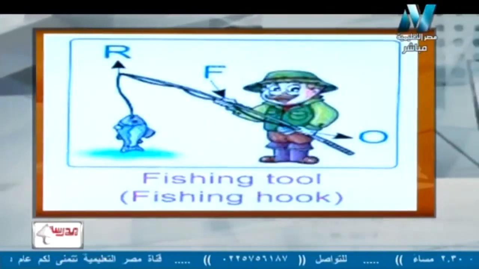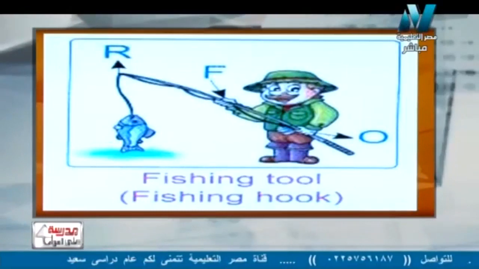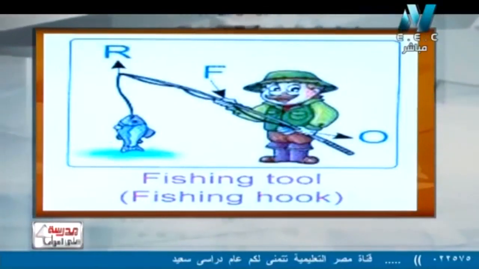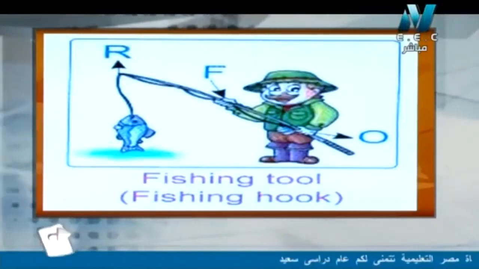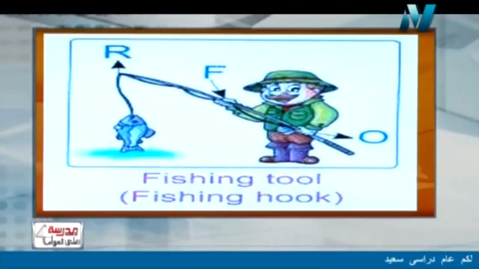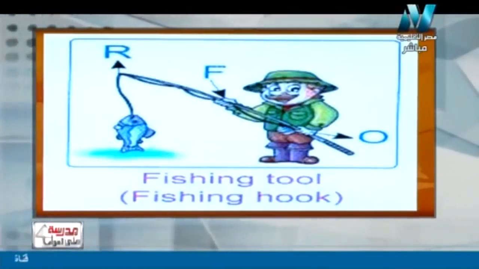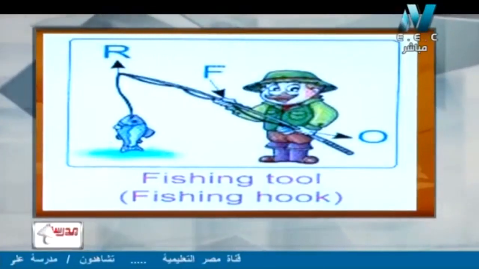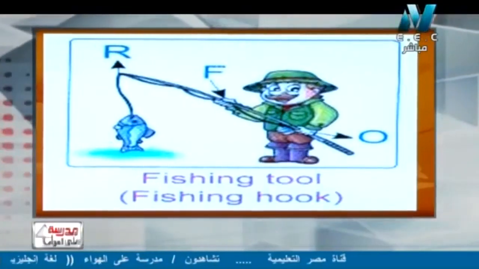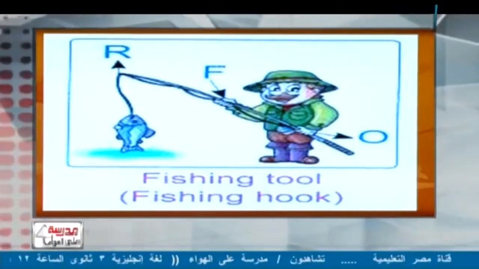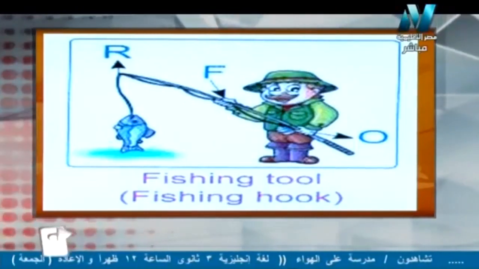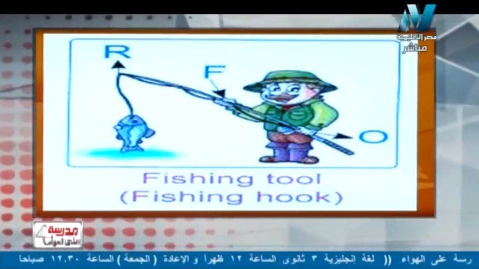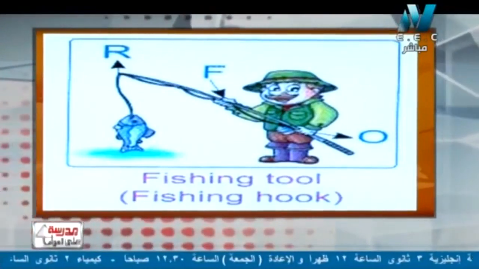The fishing tool, or fishing hook, is considered what? I think it will be a third class lever. Surely it will be a third class lever. Why? Because F is between R and O. The place of the effort force is in the middle between fulcrum O and resistance force. So it will be the third class lever.